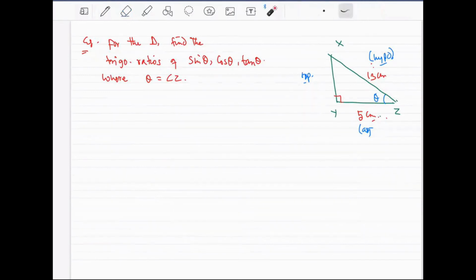I have written opposite, hypotenuse, and adjacent for you. And this will be your homework: how to find out sine theta, cos theta, and tan theta. This won't be in your textbook. This won't be in any of the guidebooks. This is just from my imagination. Okay, you try to do this yourself. Just take a screenshot and then try to do it yourself.